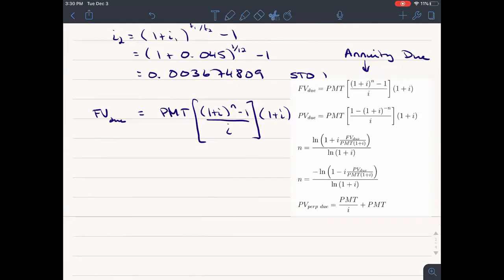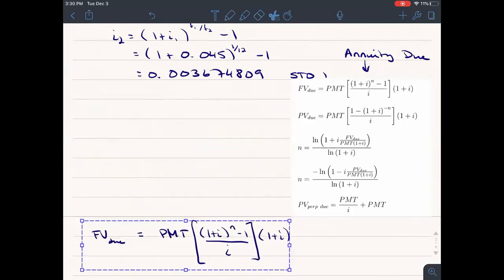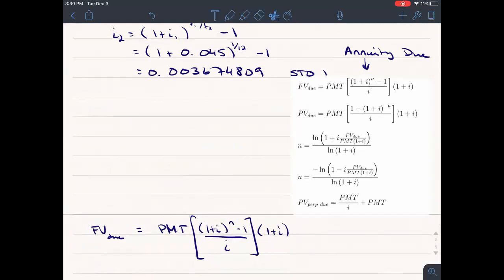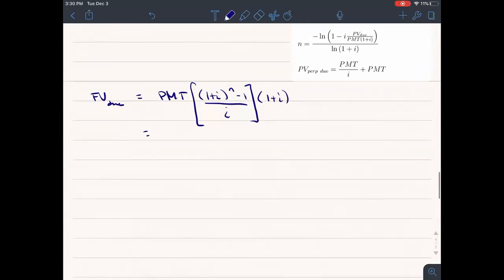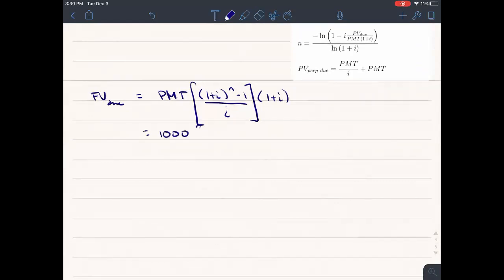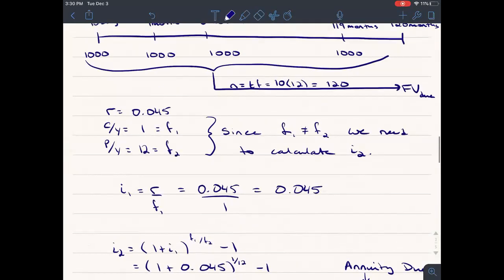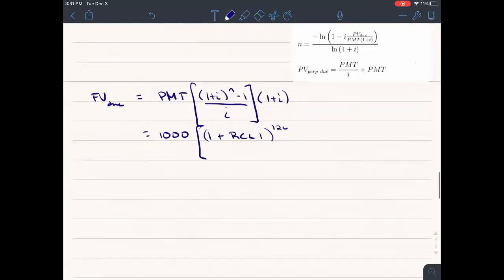This is going to get pretty big and nasty, so I'm going to bump it down to the next page here where I've got some room. Not too bad if you just recall i1 for all your i's. We've got our payment amount, which for us is 1,000, times 1 plus i1 to the power of n, which we said was 120, and then minus 1, all that over i1, and then times 1 plus i1.